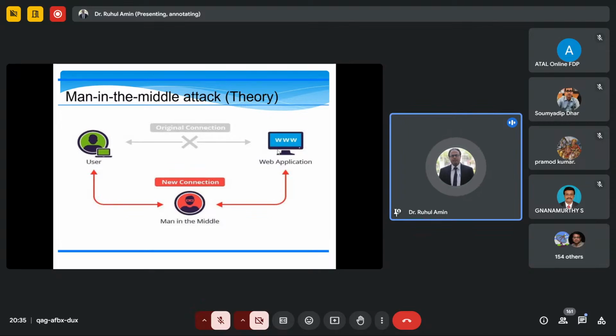So we'll see how a man in the middle attacker can create or establish a new connection with the user as well as the server.